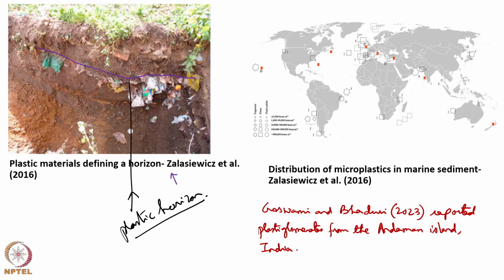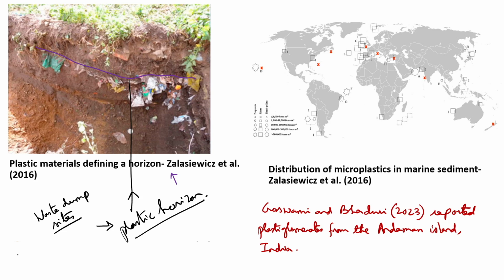What is the maximum length which has been documented in the literature? Students can search. These plastic horizons will be more common near the dump sites, waste dump sites, which are located usually outside the city.